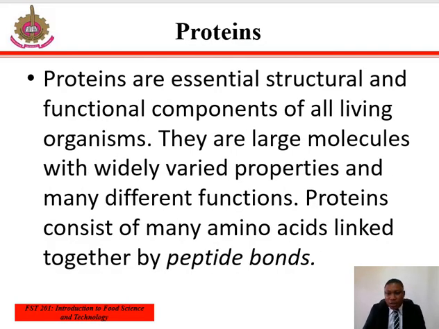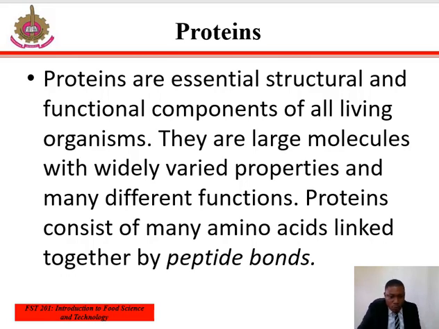Proteins are essential structural and functional components of all living organisms. They are large molecules with widely varied properties and many different functions. Protein consists of amino acids linked together by peptide bonds. The primary function of protein is to build body tissue, regulate functions such as muscle contraction and blood pressure, and synthesize enzymes and some hormones such as insulin that regulate communication among organs and cells. Other complex substances that govern body processes are also carried out by protein.